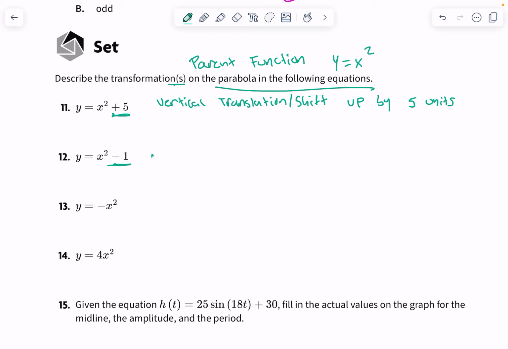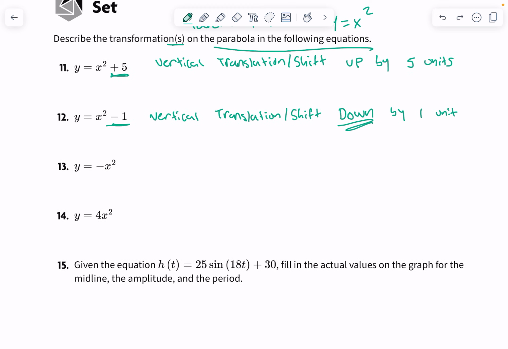Number 12, minus 1. So there's a vertical translation, a shift down by 1 unit, right? Okay. 13, we have this negative right there, right? What is that going to be? There's a reflection over the what? This one's tricky. It's over the x-axis, okay?